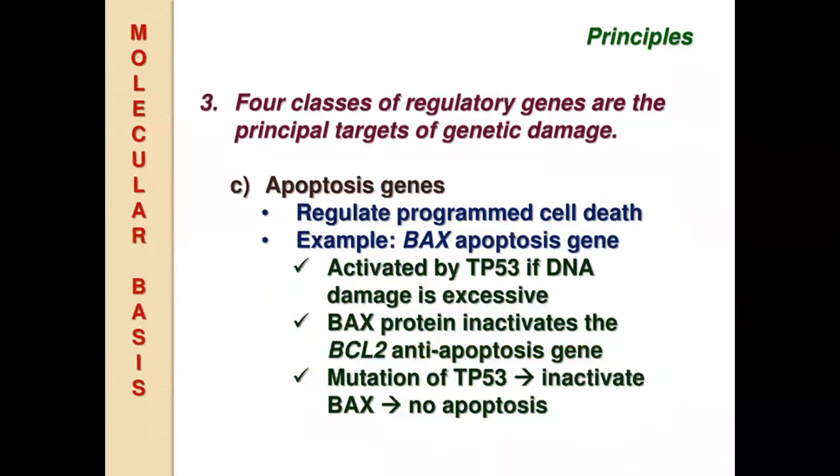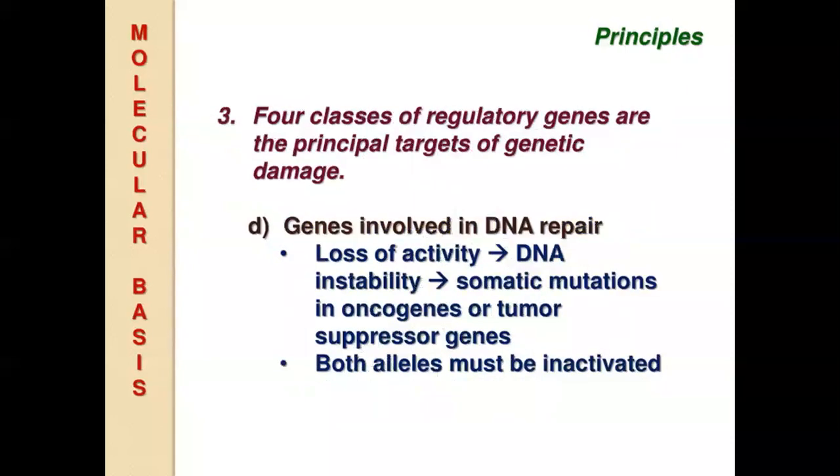The third one is the apoptosis genes that regulate programmed cell death. Examples are the BAX protein, an apoptosis gene. These are activated by TP53 if DNA damage is excessive. The BAX protein inactivates the BCL2 anti-apoptosis gene, and mutation of TP53 leads to inactivation of BAX, and there is no apoptosis.